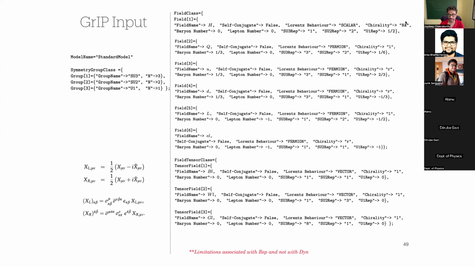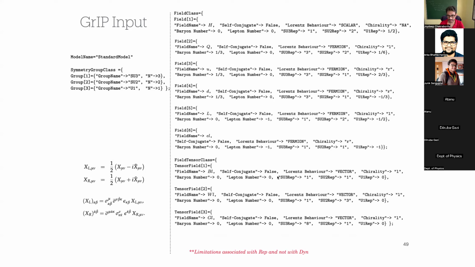If it's a scalar, it doesn't have a chirality. Because we are working in a Weyl basis, a Fermion has a chirality, either left or right. So for the Fermion case, you can define the chirality left and right, and you give all the quantum numbers, and that's all. In this way, you can define all the scalar and Fermion fields, and spin one fields are defined as a tensor field. And in this way, you can define the representations.